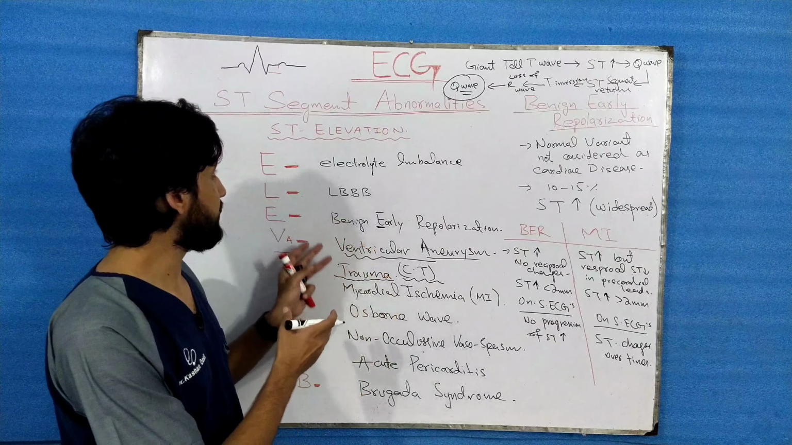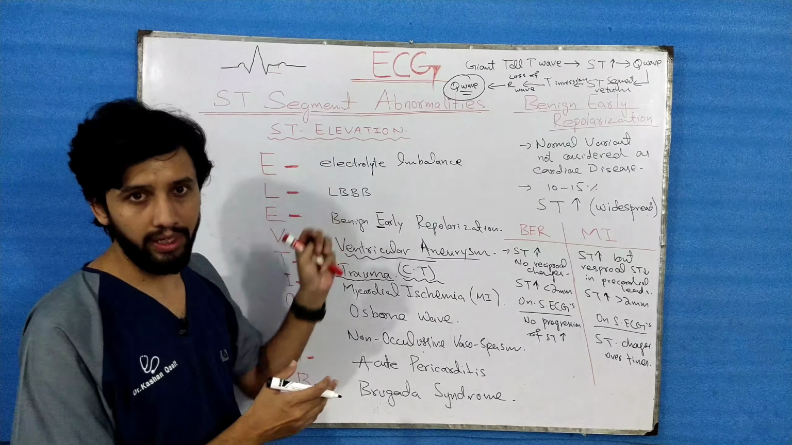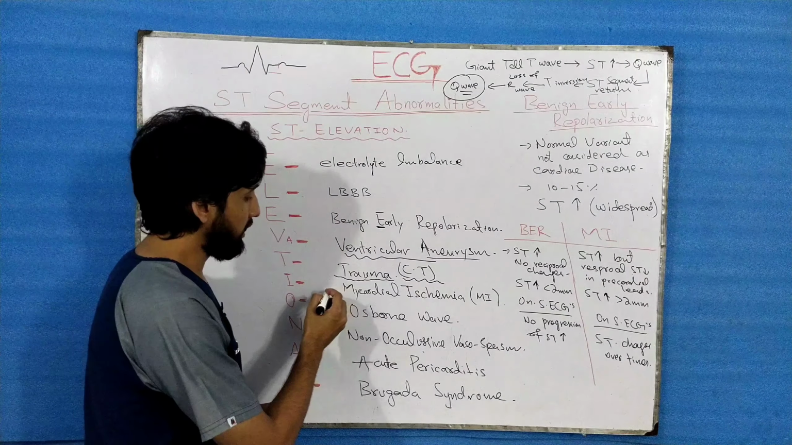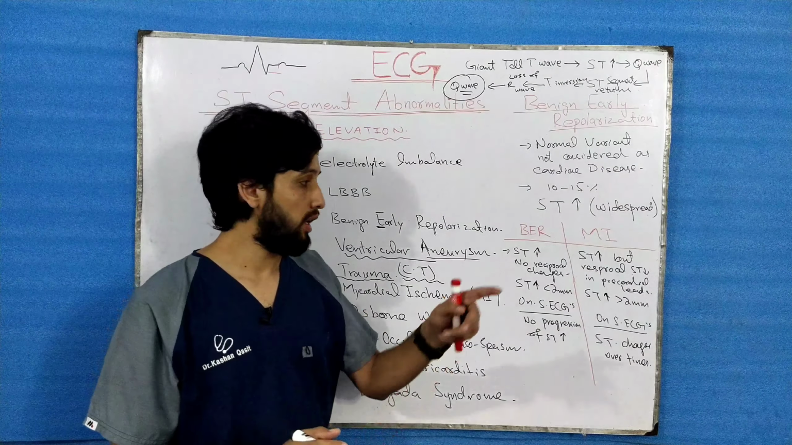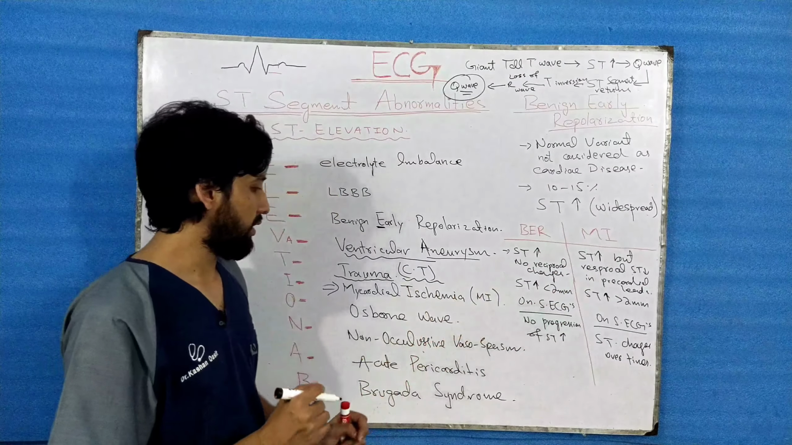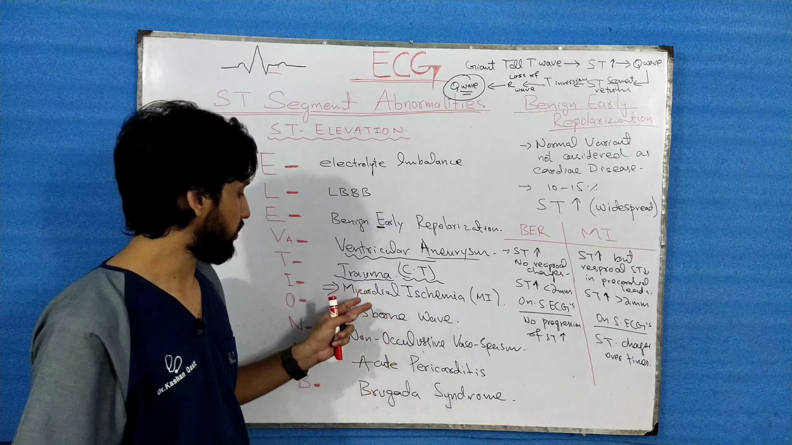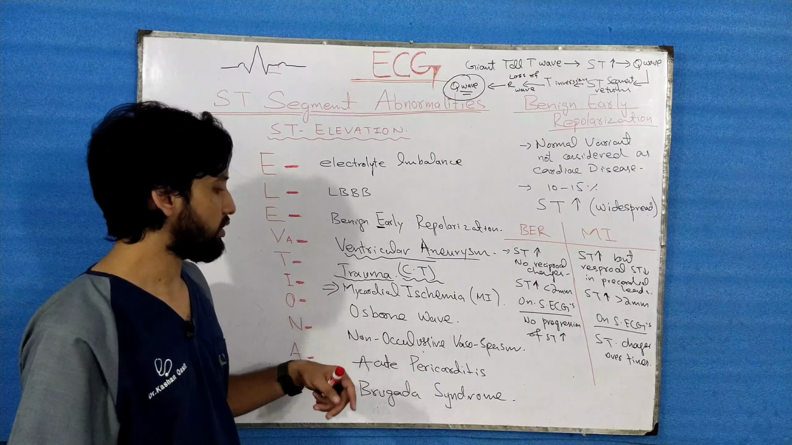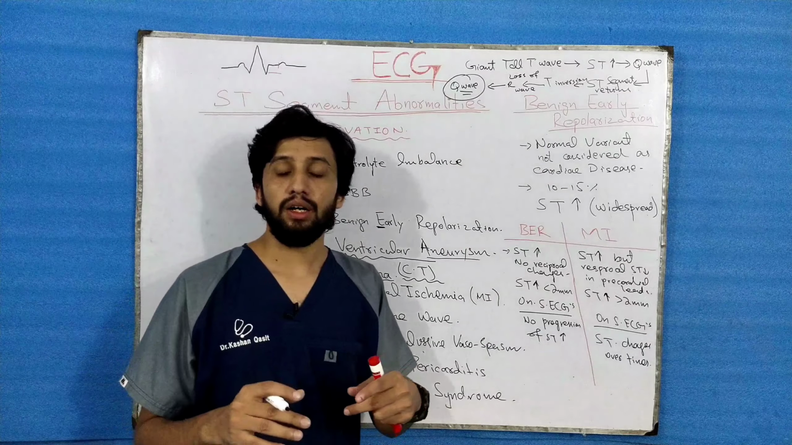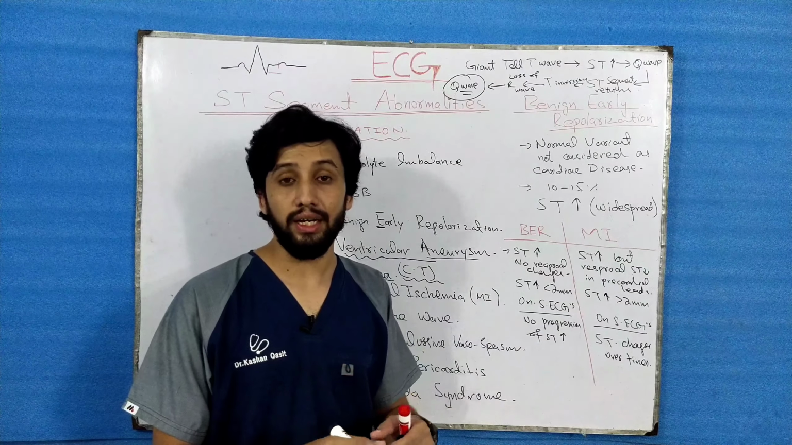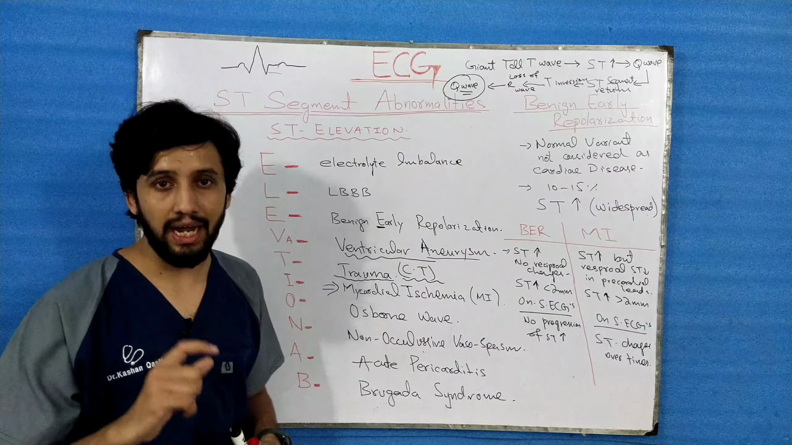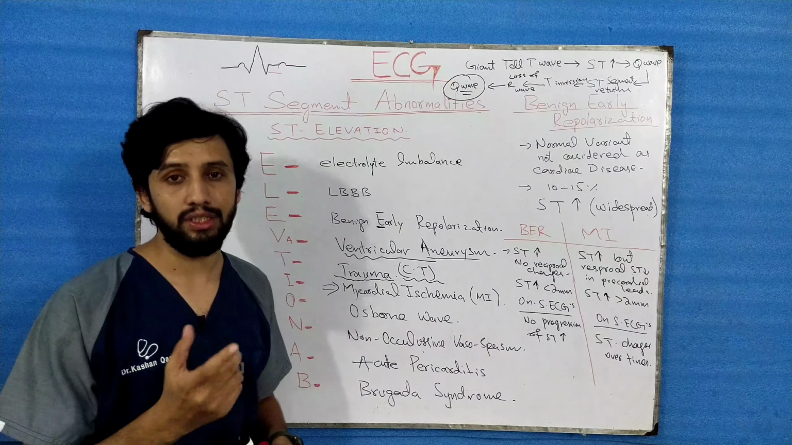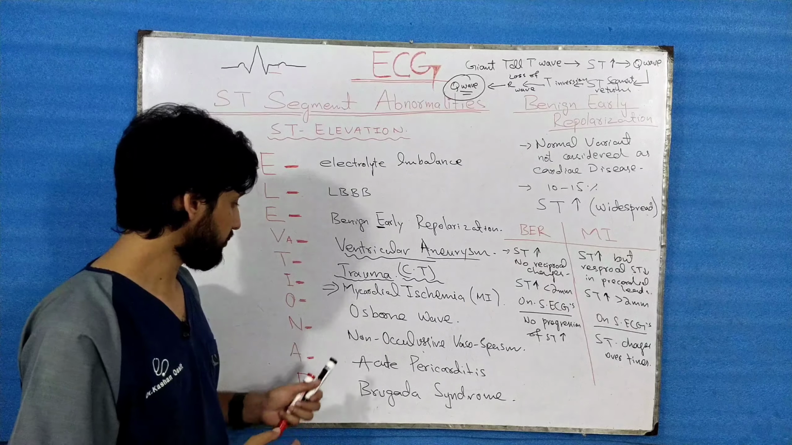Actually, we are discussing the conditions for ST segment elevation. Then comes myocardial infarction. We have discussed myocardial infarction earlier in detail. There will be ST segment elevation in myocardial infarction. O is the Osborn wave. I have discussed earlier that in hypothermia you will notice slight ST segment elevation on the ECG paper.